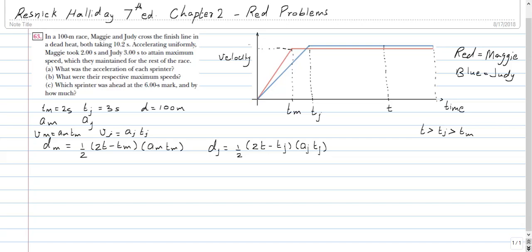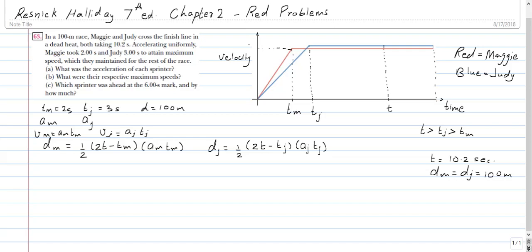But what happens when the race finishes, right? They have also given us that the race finishes at 10.2 seconds. So we can put time t equal to 10.2 seconds. In that case, dm is simply 100 meters, because the entire race was of 100 meters, and so is dj, that is also equal to 100 meters. So we can find am and aj by simply substituting dm as 100, t as 10.2 seconds, and tm is already given to you as 2 seconds, right?